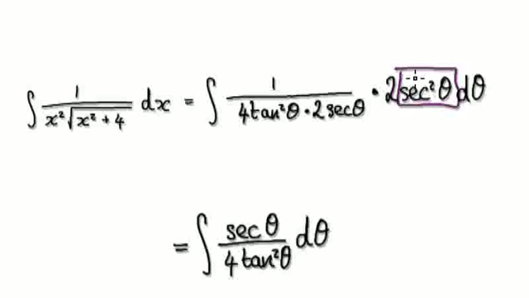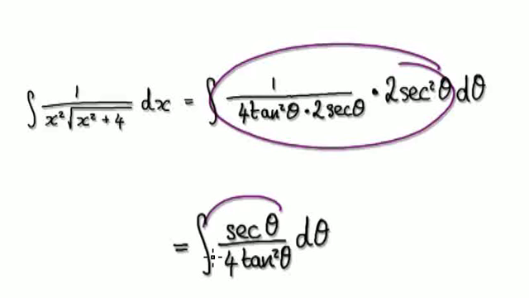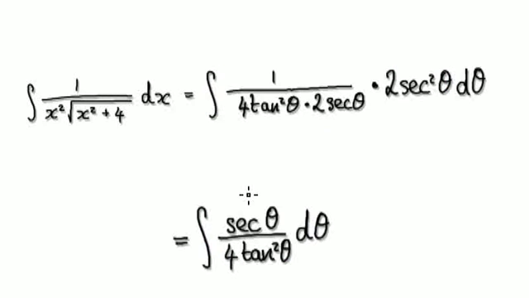Just bear in mind that you've got secant squared here, and this is just secant. So the two won't immediately cancel each other out. You've got one block left. Just bear this in mind. This is to the power of 2, and this is 1 really. So tidy this whole thing up. It will then give you this.